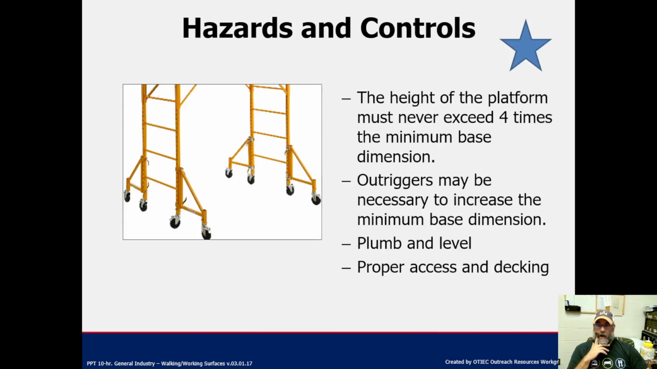Another star. The height of the platform must never exceed 4 times the minimum base dimension. So it's like a 4-to-1 ratio. Okay? So you have a base dimension, and the height can't exceed 4 times that. So you may have to do outriggers. The higher up you go, you need to be outriggered out to have your base bigger than your extension. Okay, it's a 4-to-1 ratio. Just looks like 4 times the minimum base dimension, I think, is what you're looking to try to get out of this.